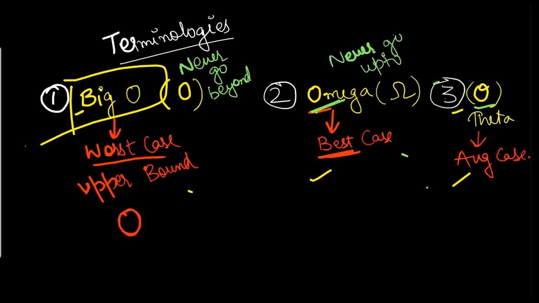So here we have seen how big O, omega and theta are contributing towards asymptotic notation.